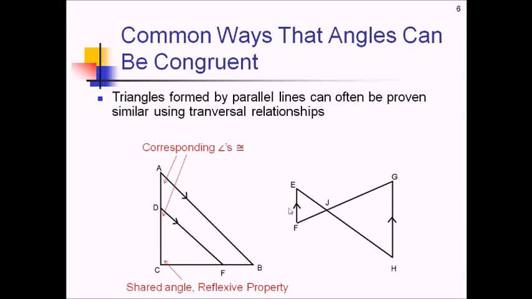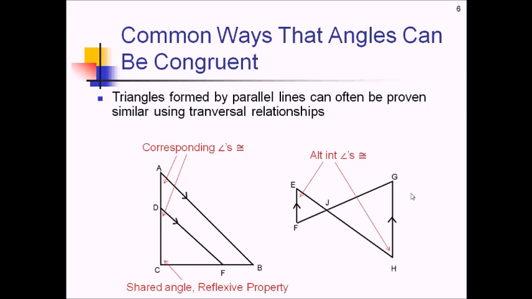Now let's look over at these two triangles formed by parallel lines. Looking at the parallel lines themselves, angles E and H, we know those are going to be congruent because those are alternate interior angles, and those are always congruent if your lines are parallel. By the same token, angles F and G are also alternate interior angles.